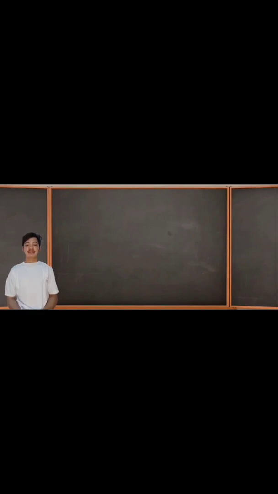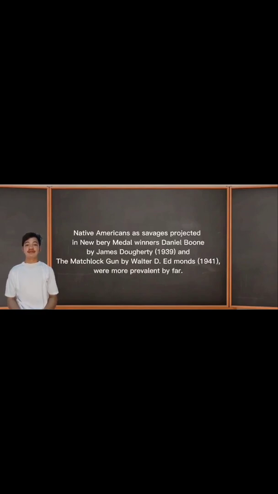Negative stereotypes, such as those of Native Americans as savage, appeared in Newbery Medal winners like Daniel Boone by James Daugherty, 1939, and The Matchlock Gun by Walter D. Edmonds, 1941, and were more prevalent by far.